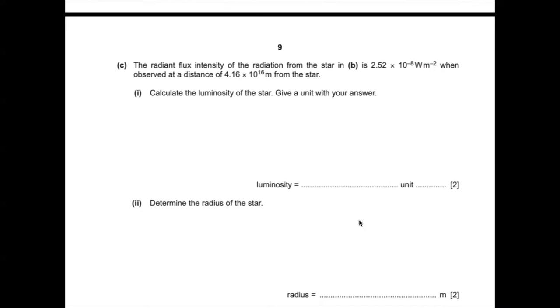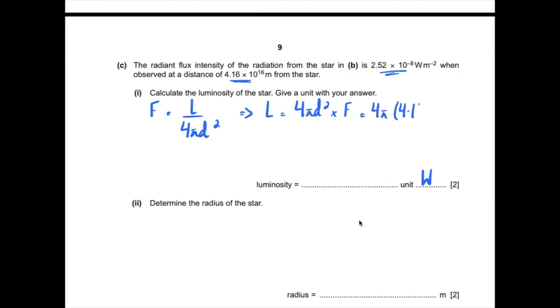Radiant flux intensity of radiation is given, so this is basically F, right? And this is at a distance of this much from the star. Calculate luminosity, give a unit with the answer. First of all, I know luminosity is the total power of radiation emitted by a star, so it must be watts. The radiant flux intensity formula is this. I need L, so L is 4 pi d squared times F, 4 pi into 4.16 into 10 to the 16 squared multiplied by 2.52 into 10 to the negative 8.